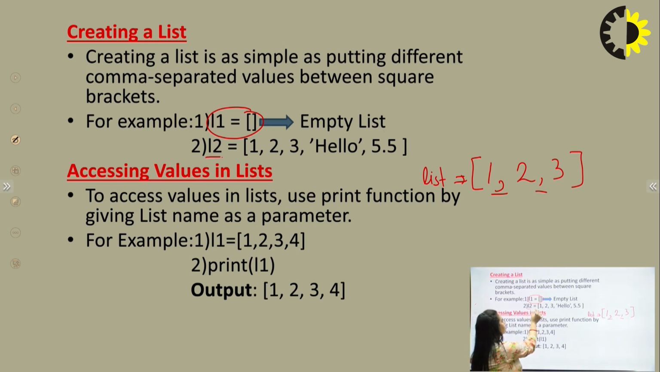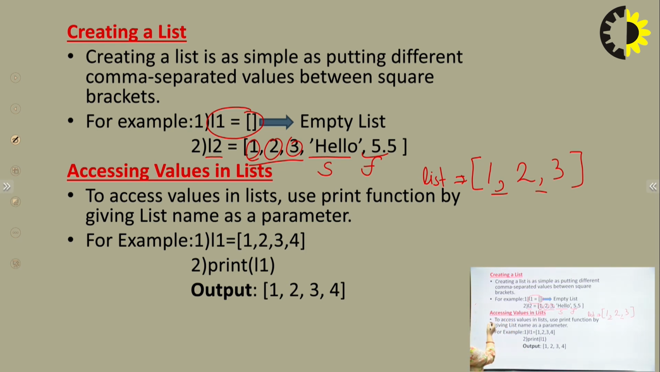And this is another list. The first 3 elements are of integer type, the next element is of string type, and the next is of float type. So we can collect data of different data types in a list.